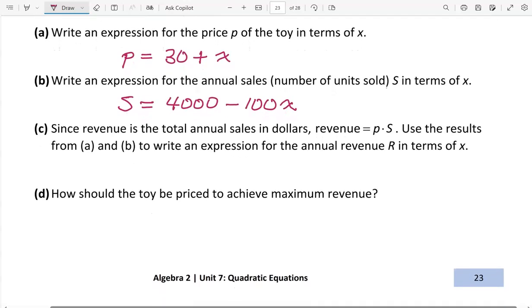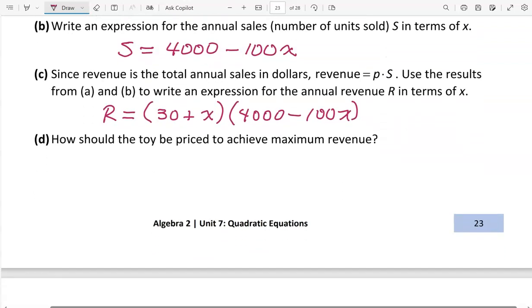And since revenue is total annual sales in dollars, revenue is the price times the number of sales, or the number of toys sold. And so we're going to use those two things to write an expression for the revenue, R. So R is equal to the product of those two things, so 30 plus x times 4,000 minus 100x. And that's in factored form for us, right?